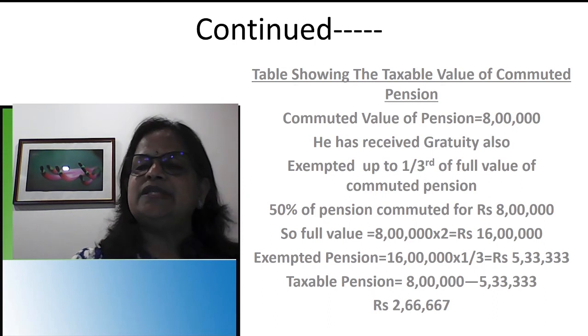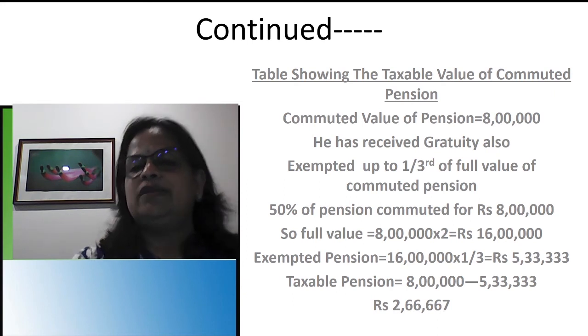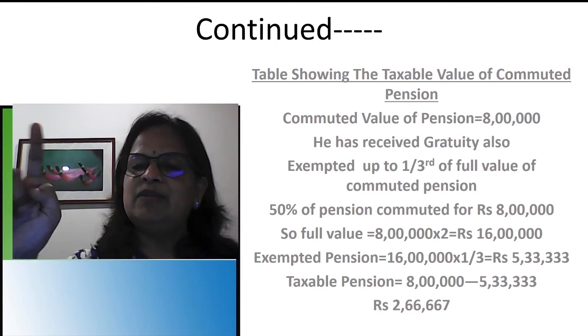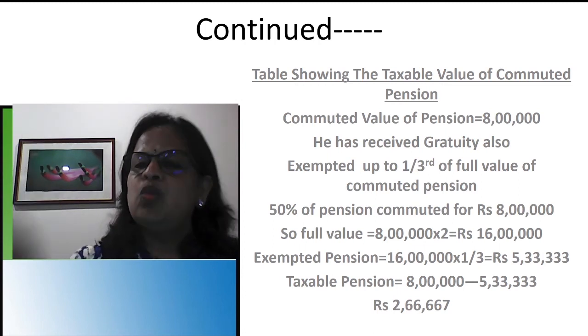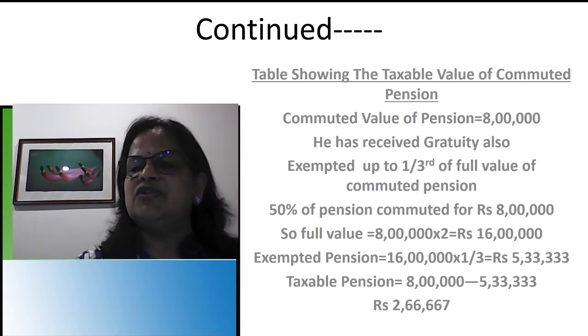So 50% is 8 lakhs, meaning full value will be 16 lakhs. Now exempted portion is 16 lakhs into 1/3. So that meaning 5,33,333 will be the exempted pension. Now what is taxable pension? 8 lakhs minus 5,33,333 is the taxable pension.